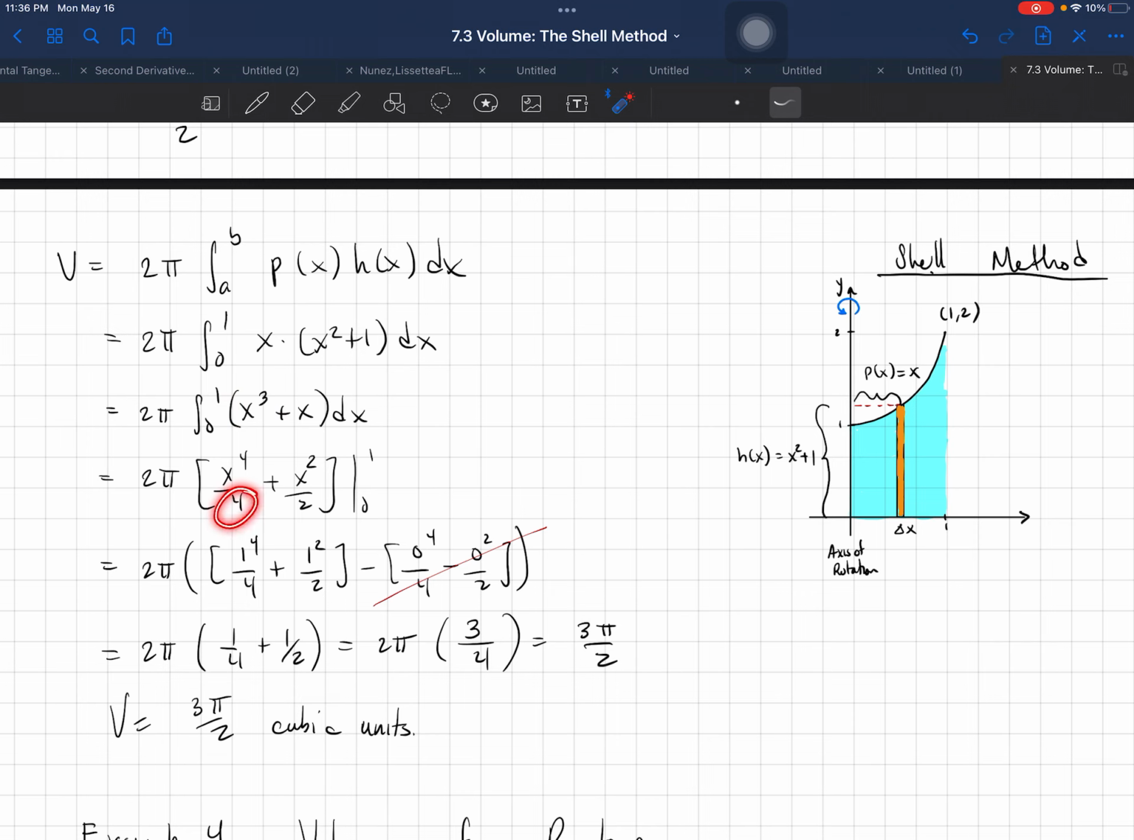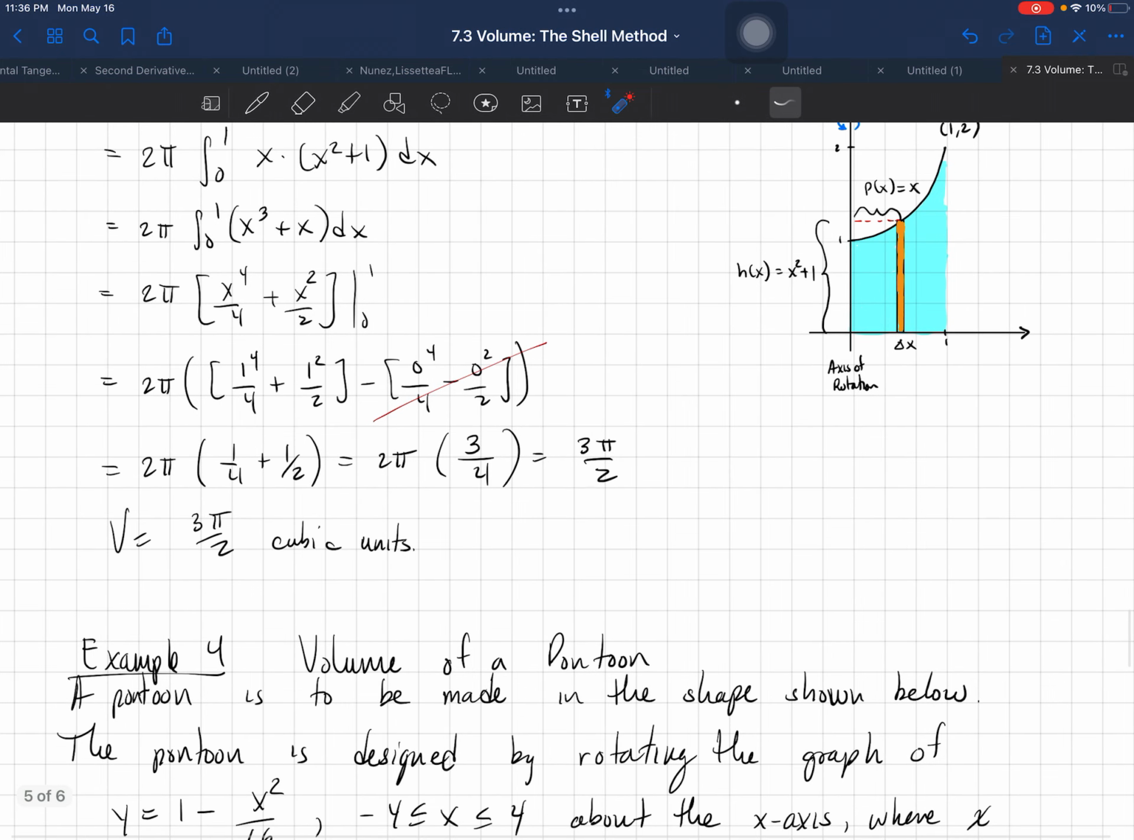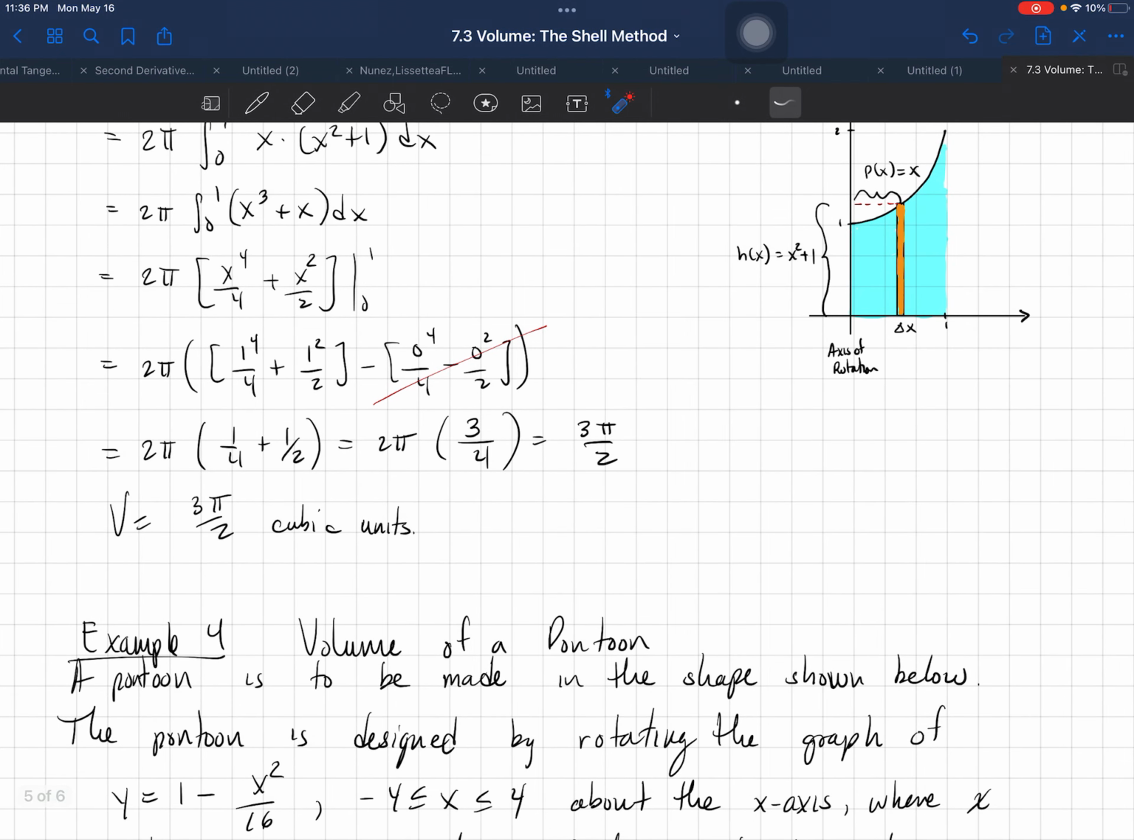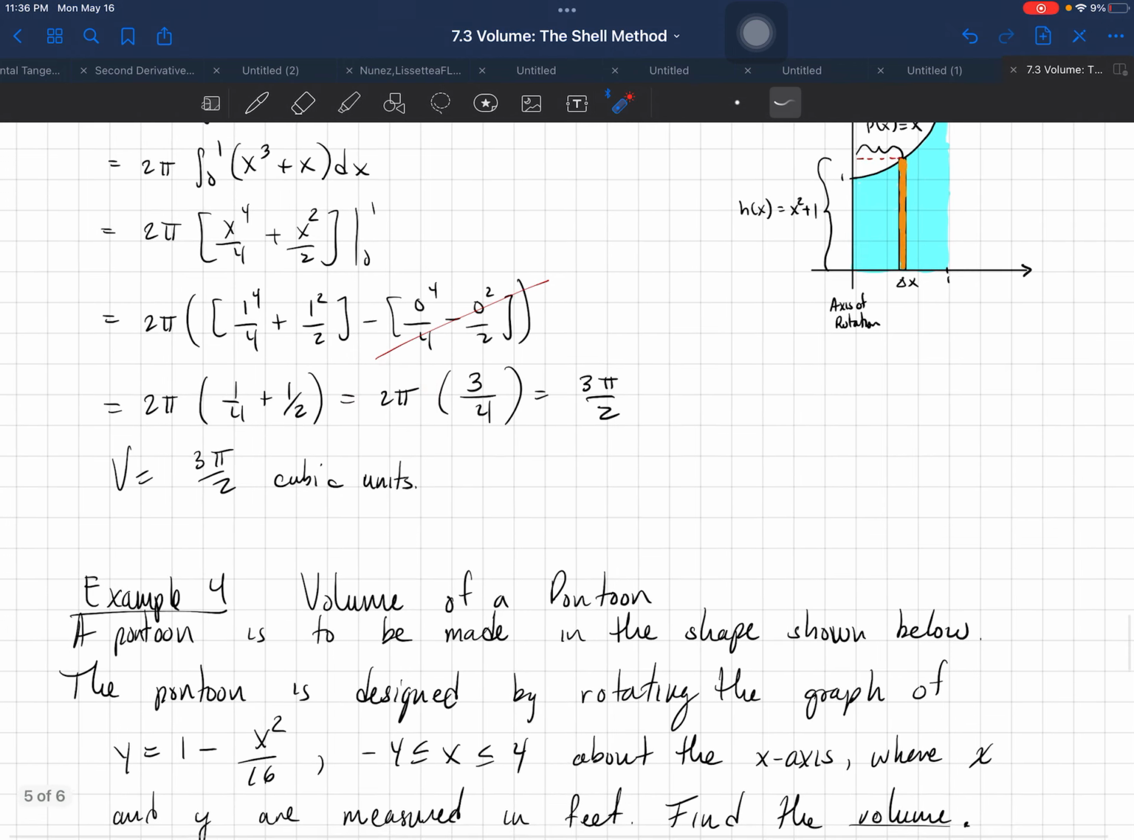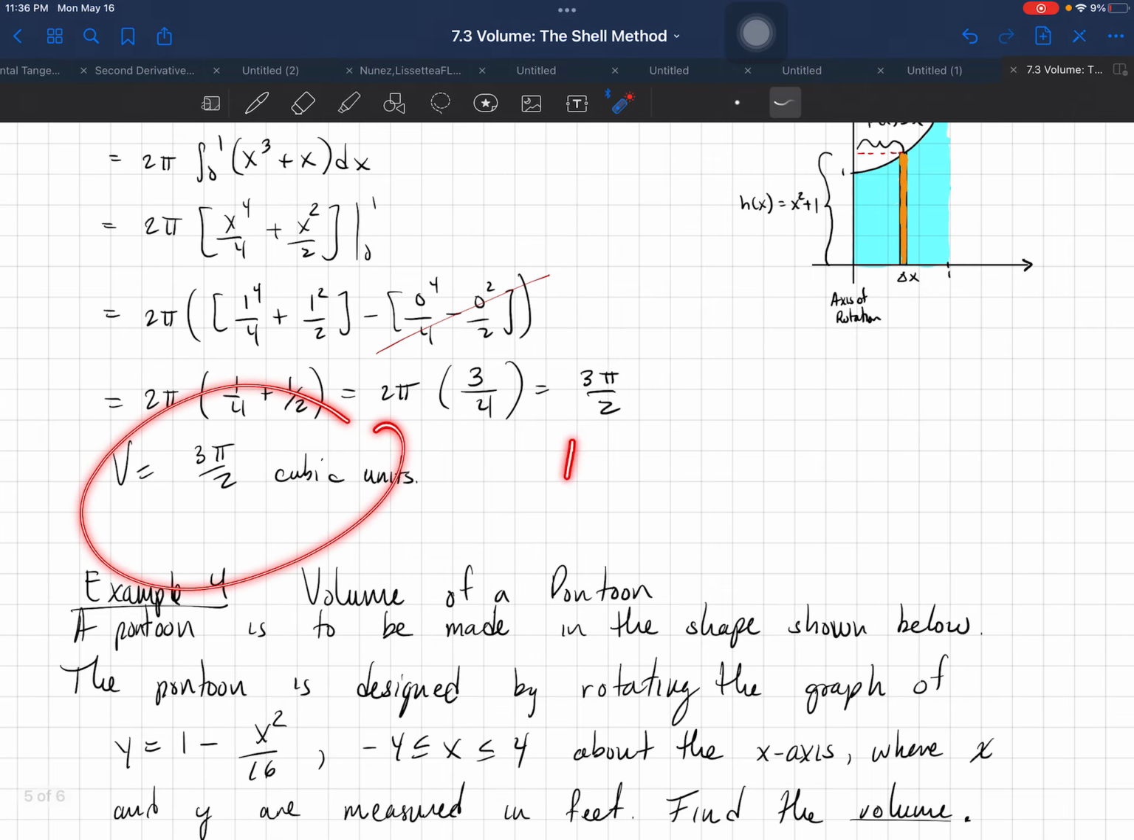Take the integral of that, so we add 1 to the power and then divide by the new power. Evaluate from 0 to 1. Keep the 2 pi outside. And then now plug in the 1 minus, now plug in the 0. Remember to put brackets. In this case, it won't matter because this is all 0. And then this is 1 over 4 plus 1/2, which gives us 3/4. Times 2 pi is 3 pi over 2, which gives us the same thing, right?